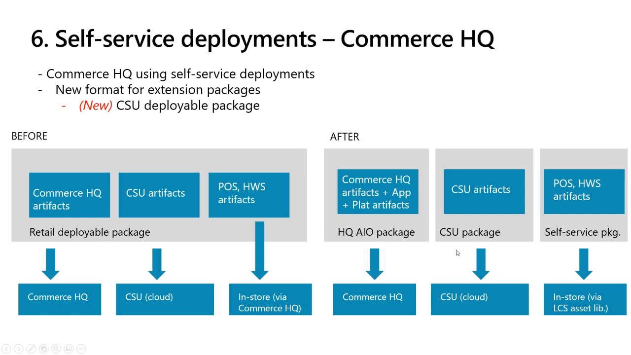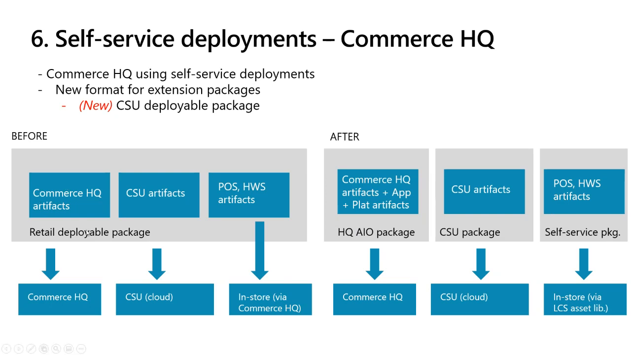Then all of the extensibility artifacts for your CSU in the cloud, we have a new package type for that. And for that package type, you essentially package it and you upload it to LCS and you directly deploy it to CSU in the cloud. So that is pretty standalone and independent. And then you have a third package type, which are your self-service packages, which you package, upload to LCS asset library, which you can then access from your Commerce HQ environments. These are going to be your artifacts for point of sale and hardware station and so forth.